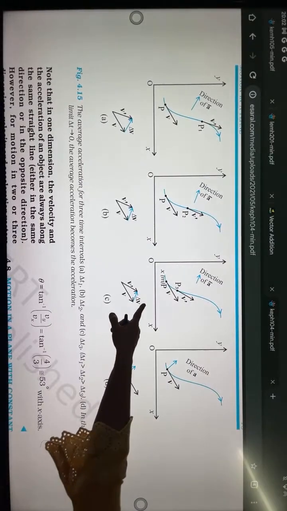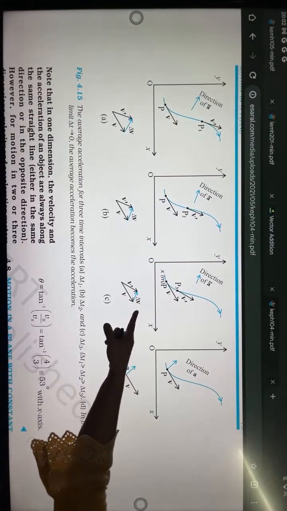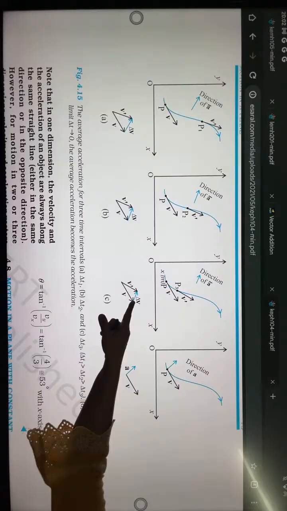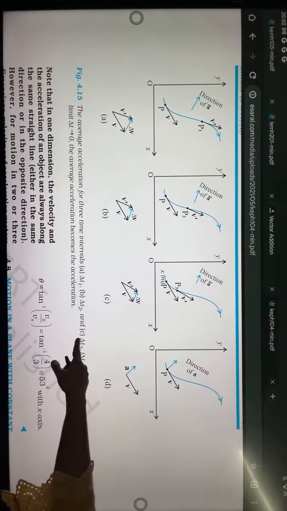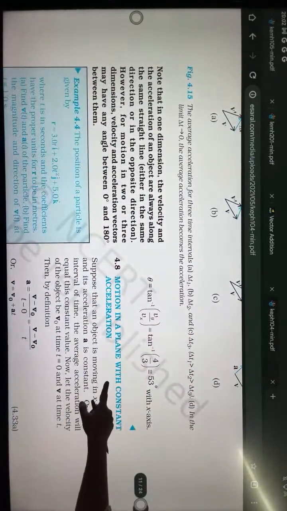Right now, what is the difference? The difference will be delta v here. For a velocity, the difference will be delta r. Got it? Displacement and velocity.